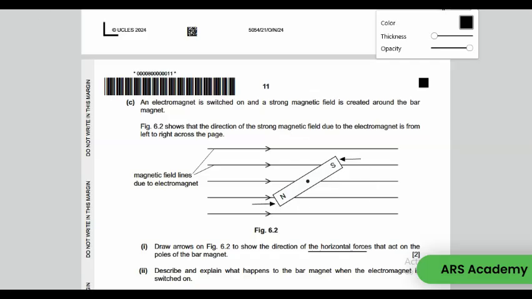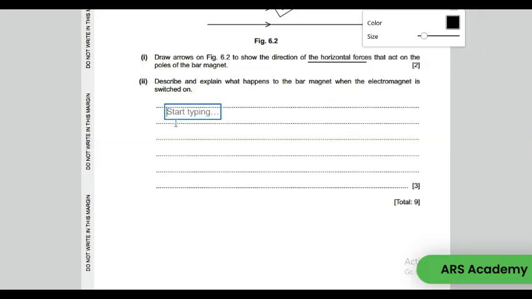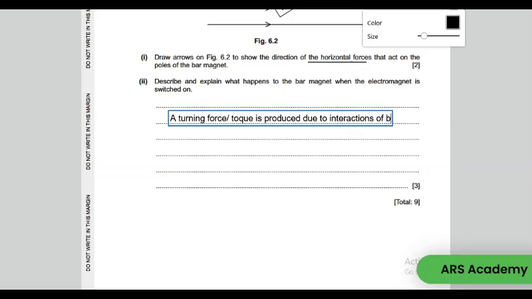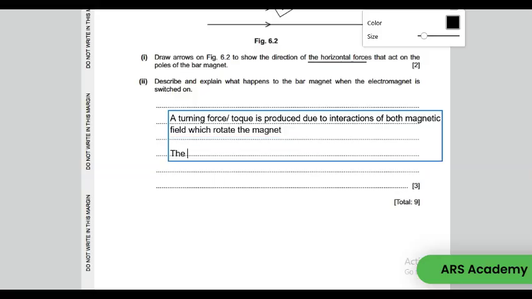Part 2. Describe and explain what happens to the bar magnet when the electromagnet is switched on. So we can write: a turning force or a torque is produced due to the interactions of both magnetic fields of the electromagnet and the bar magnet, which rotates the magnet. The magnet rotates until it is parallel to the field lines.